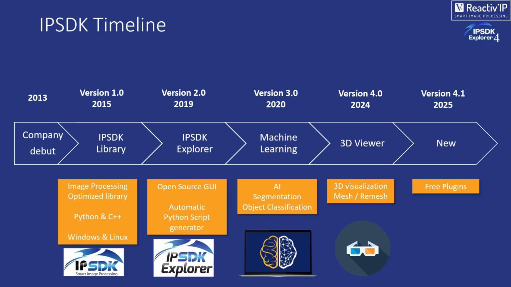And at the beginning of last year, we integrated a 3D viewer, which now permits us to make some volume rendering. We can also extract meshes. We can also simplify the meshes, so doing the remeshing. So we can also make some surface rendering. We have a movie maker which will permit you to generate nice movies. And since this year, we also propose plugins.